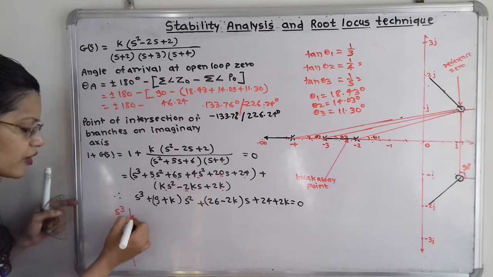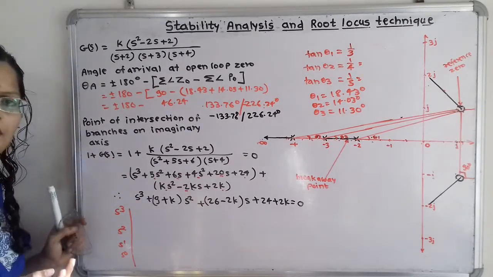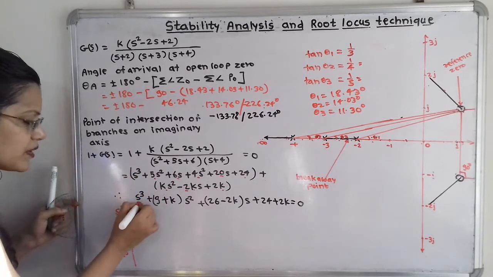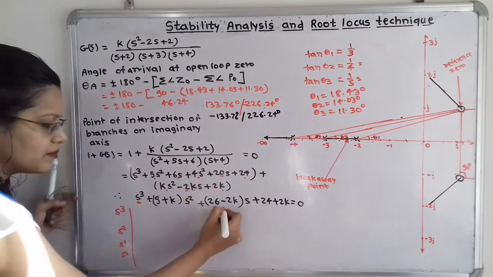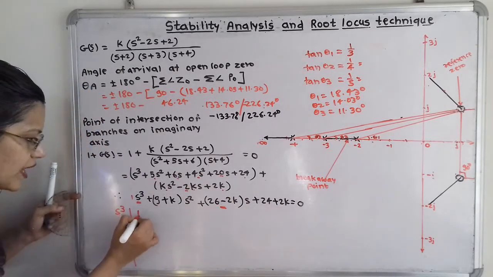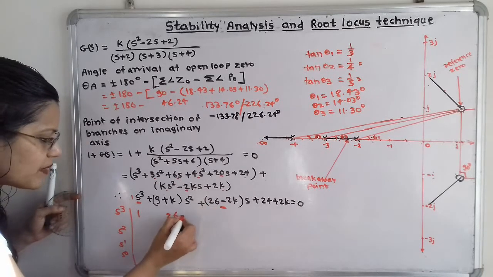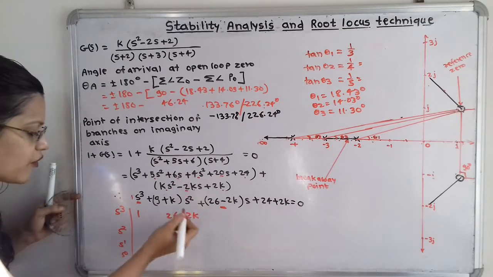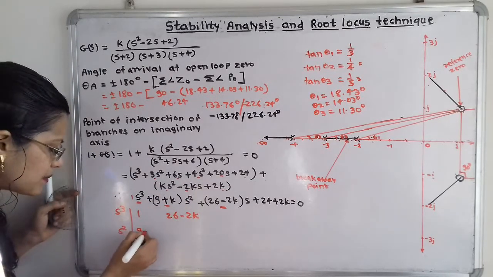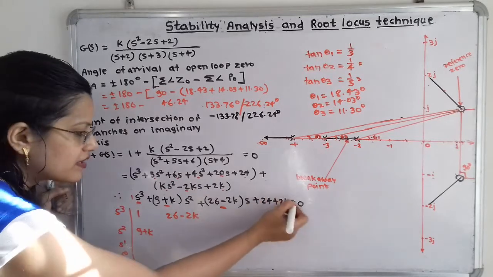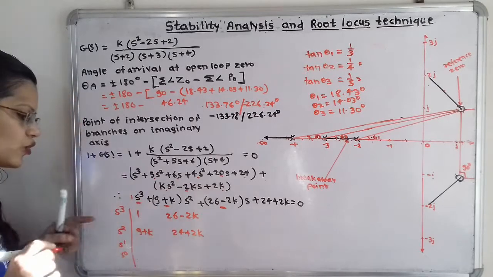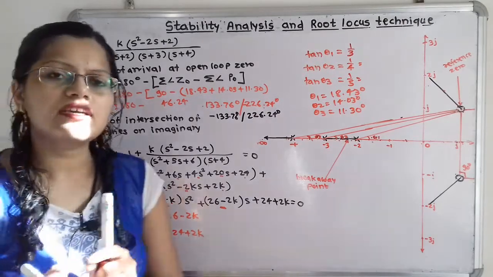Now, for the first row, how to take these numbers? We have to take the coefficient for the first number, then we have to take the alternate number, and then the alternate number. The alternate number is not there, so here is 1. So I will write 1, then 26 minus 2k. Then for the second row I have to take the coefficient of the second number, that is 9 plus k, and then the alternate number, that is 24 plus 2k. So these are the first two rows, and from this we have to calculate the other elements.